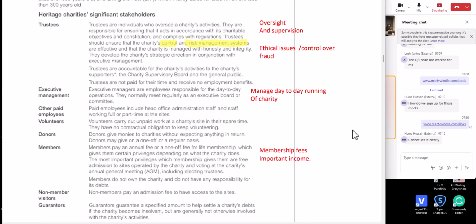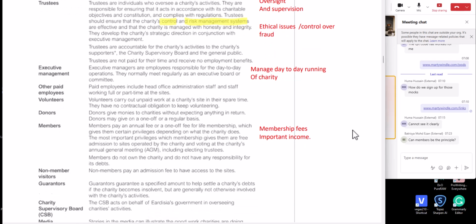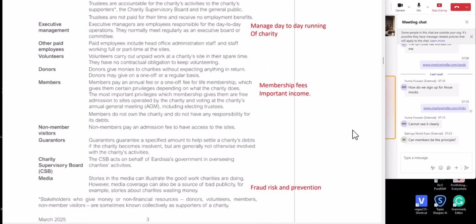free sites. There's lifetime membership. So that's a big source of income, the membership fees. So donors are basically the principal. I think if you're a member, it's quite likely that you'll have donated to the charity at some point. Okay, so we've got non-member visitors, so people can just pay on the site. We've got this guarantor, which is kind of some rich person who underwrites the charity.